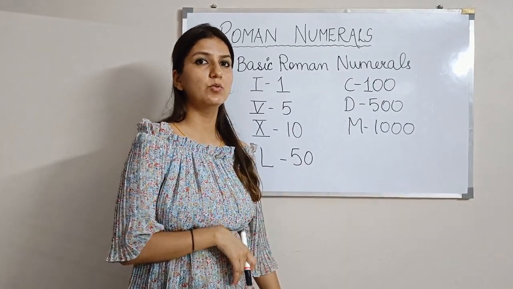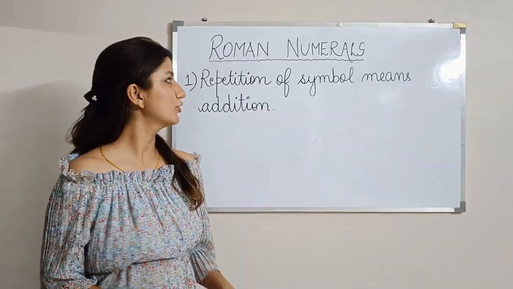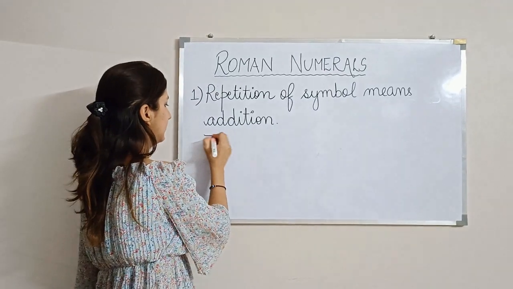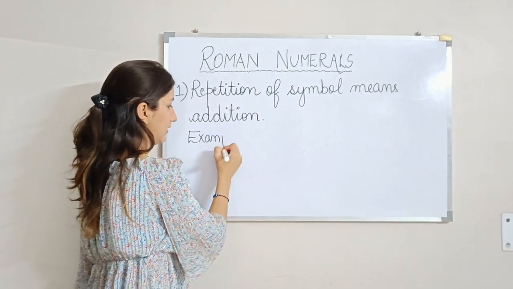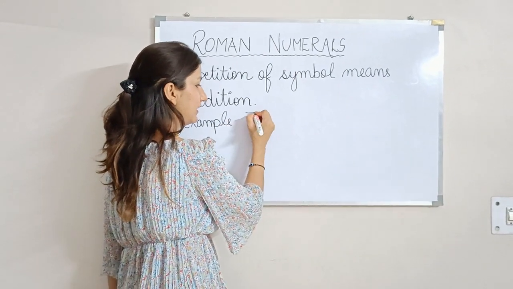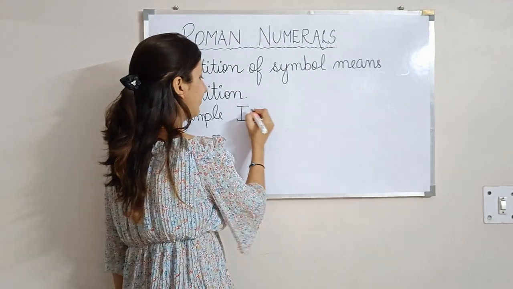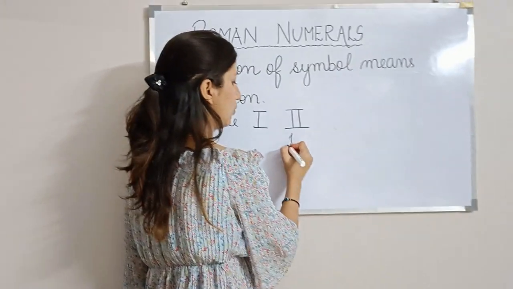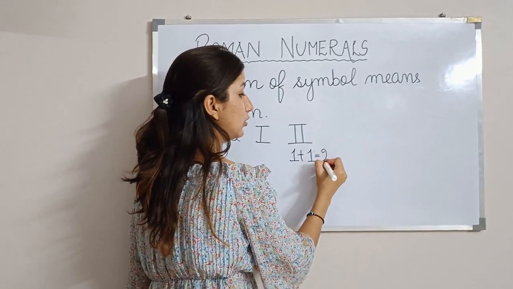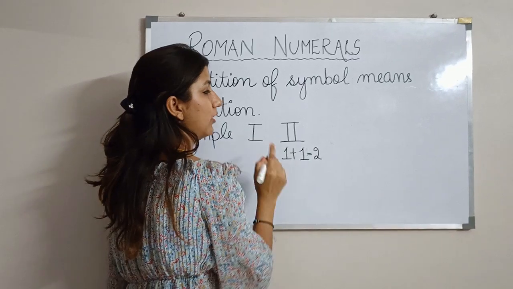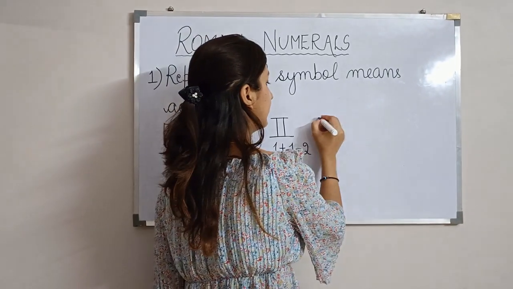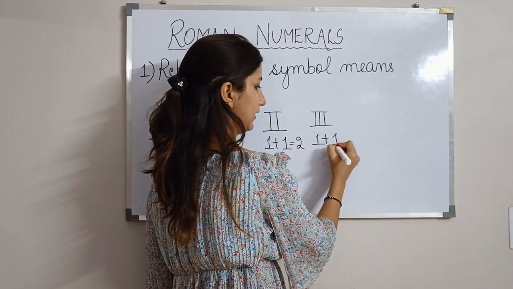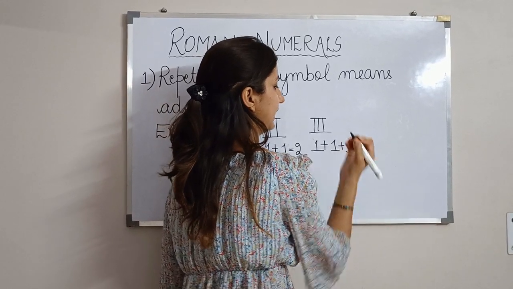Now let's discuss the rules of writing Roman numerals. Our first rule is repetition of a symbol means addition. For example, the symbol for 1 is I. If I am repeating this symbol, suppose I am writing this I 2 times, that would be 1 plus 1, which is equal to 2. So this is the symbol for 2. Now I have to write 3, so I will write this I 3 times. So this would be 1 plus 1 plus 1, which is equal to 3.